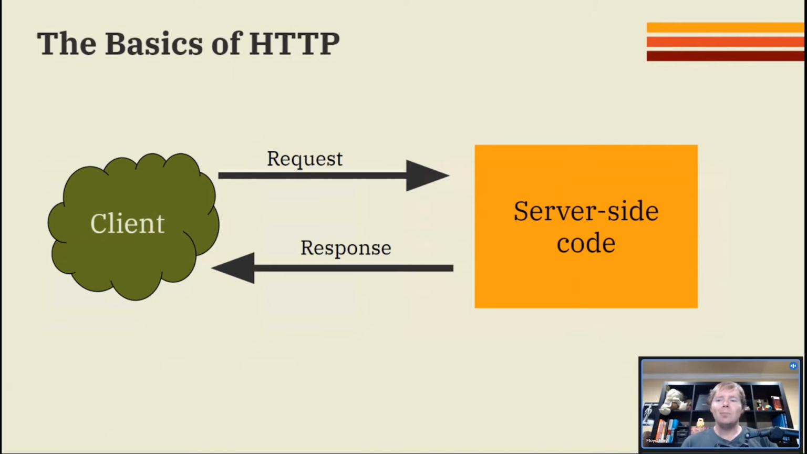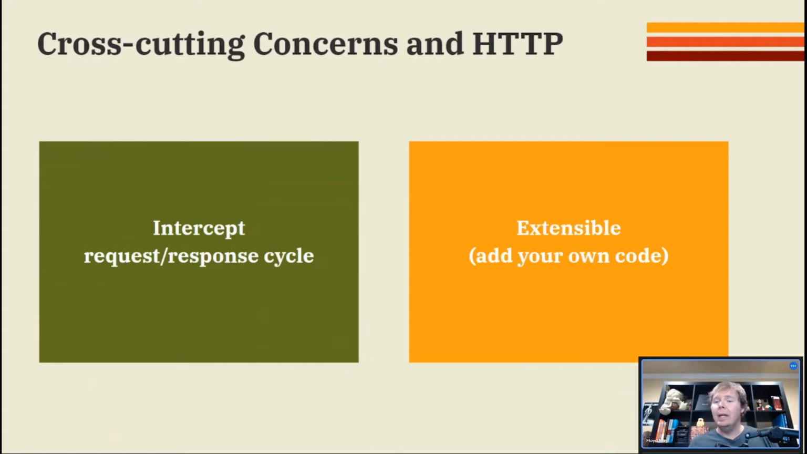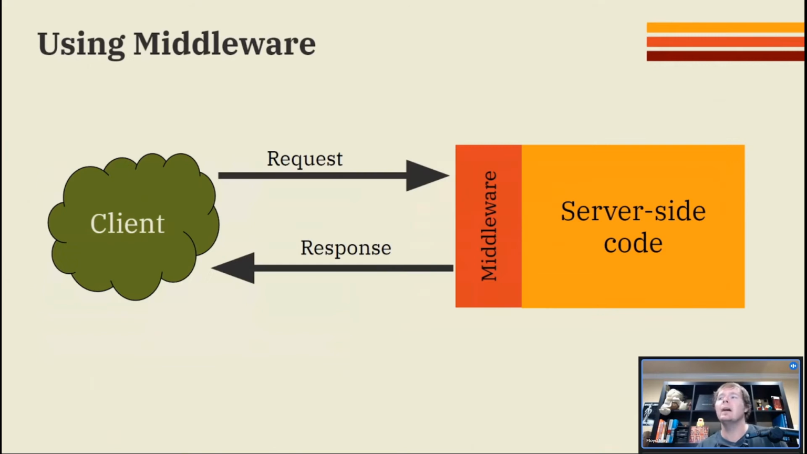Now, in a web app, the basics of dealing with a web app is you have a request that comes in, you have some code, and then that code does stuff and it sends back a response. So dealing with a cross-cutting concern in a web app means we've got to intercept that request-response cycle, and it's got to be extensible so we can add our own code. So the first way that we're going to look at how we do that is using something called middleware. Middleware sits as a layer in between that request-response cycle and the rest of your server-side code. So let's take a look at what that looks like.